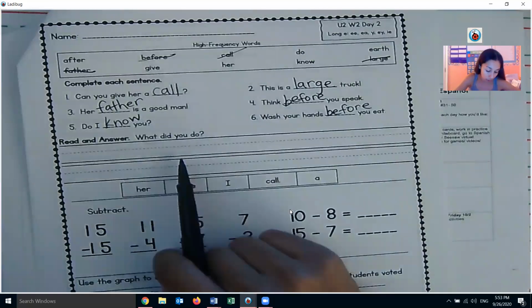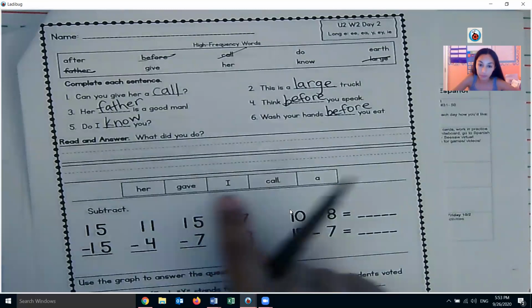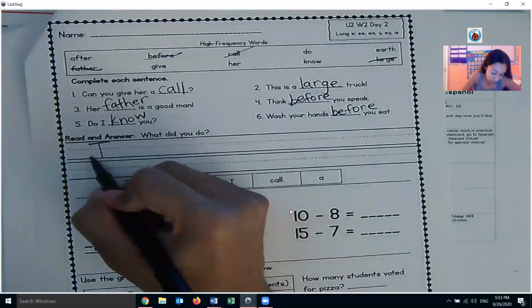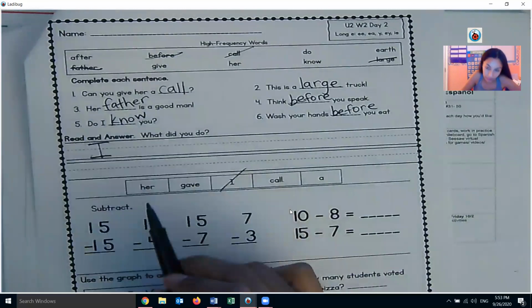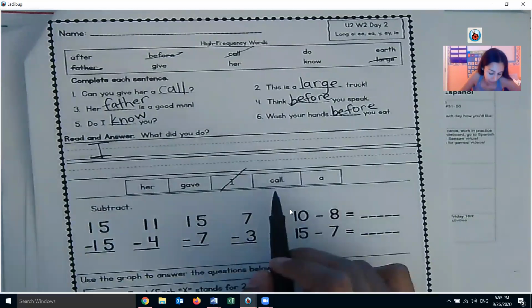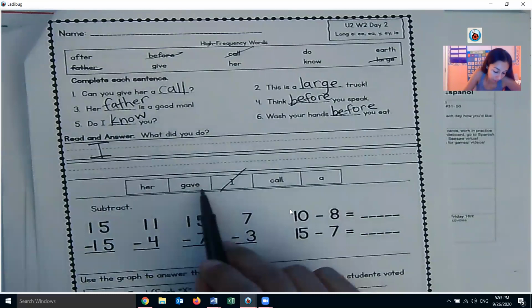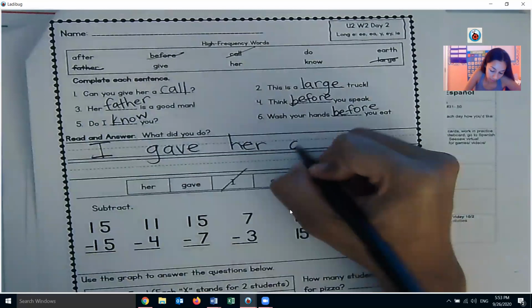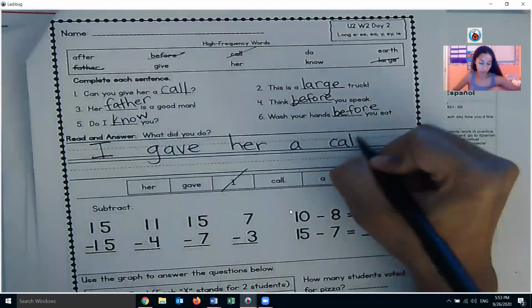What did you do? And we'll use our little word bank here to answer. So I, her, gave, call, a. So call will be last because I see the period there. Maybe I gave her a call. I gave her a call.